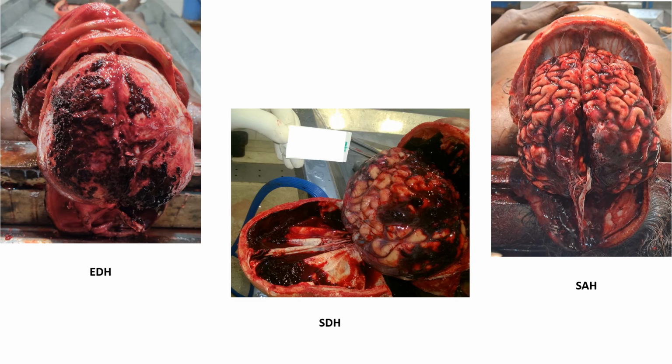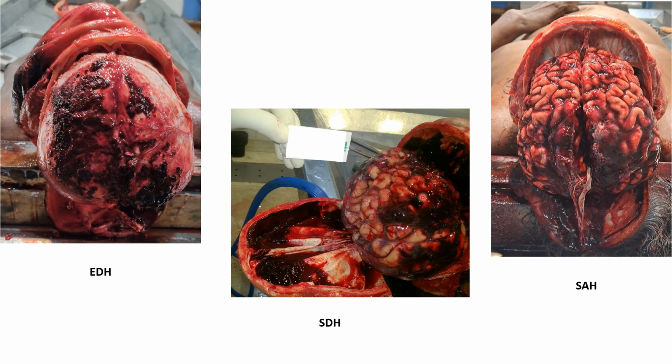The attempt here is to compare all three meningeal hemorrhages. As you can see here, you can see the dura mater, and you can see the hemorrhage external to the dura mater. So it is termed extradural hemorrhage.